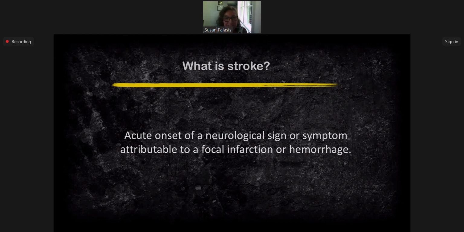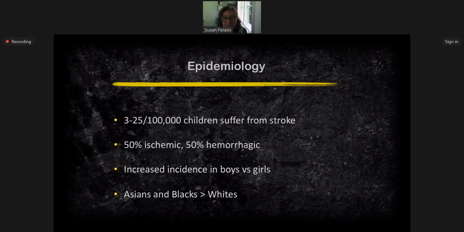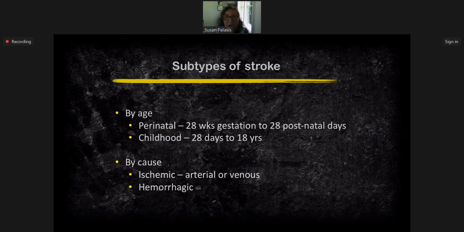So, I'm going to start with just some basics here. It's an acute onset of a neurological sign or symptom that's attributable to focal infarction or to a hemorrhage. The epidemiology is about 3 to 25 per 100,000 children that suffer from a stroke. It's about as common as primary brain tumors, actually. And the incidence is 50-50 ischemic and hemorrhagic, with more hemorrhagic strokes occurring in the younger age groups. Increased incidence in boys versus girls, and Asians and blacks more than whites.